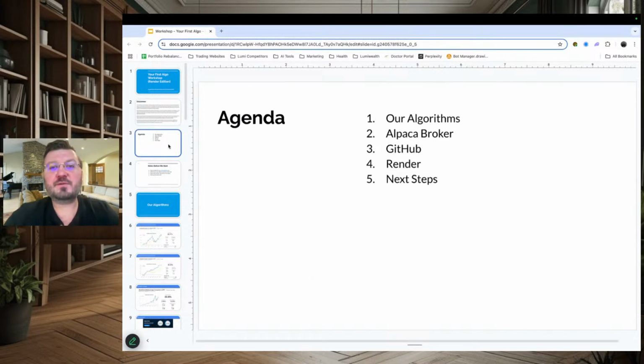All right, here's our agenda for today. First of all, I'm going to tell you a little bit about our different algorithms. I'm going to tell you about the broker that we're going to be using, which is Alpaca today. We're compatible with a bunch of different brokers. This is just one of the best ones. Specifically, they have free trading for stocks, trading for options, and crypto. So they're a really good broker, and they're very easy to get up and running. So we're going to be using them today, but we do work with quite a few others as well.